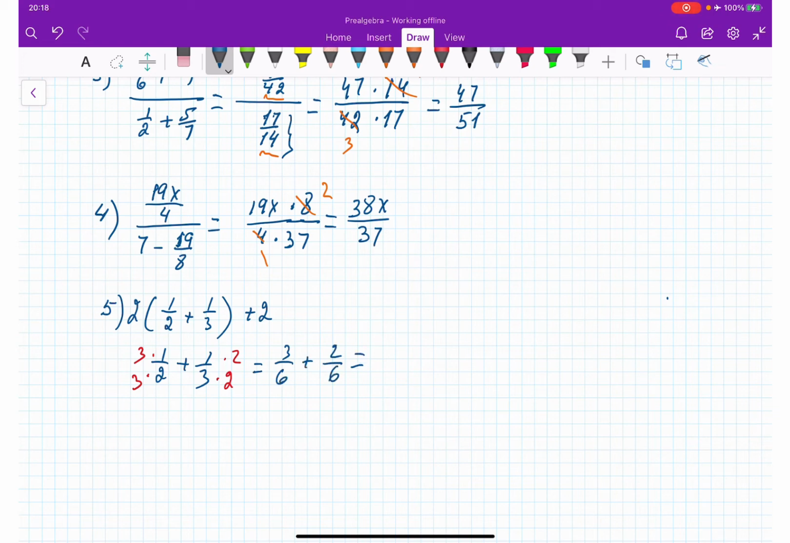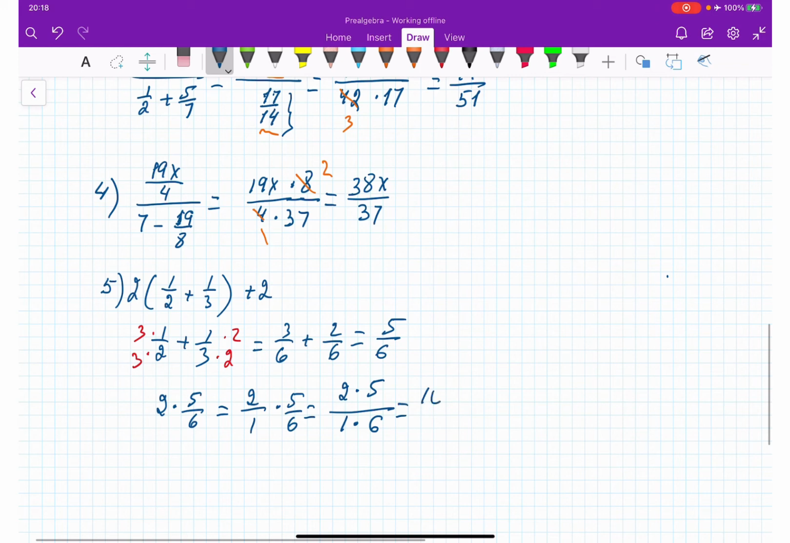And the answer is, so the denominator is the same, so it stays. Numerator, we add numerators, 3 plus 2 is 5, 5 over 6. Next, that's the first step. Second step, we take 5 over 6 multiplied by 2, or 2 times 5 over 6, doesn't matter. That means I can put 2 over 1 times 5 over 6, right? And we know multiplication of fractions, we take 2 times 5, and we take 1 times 6, right?